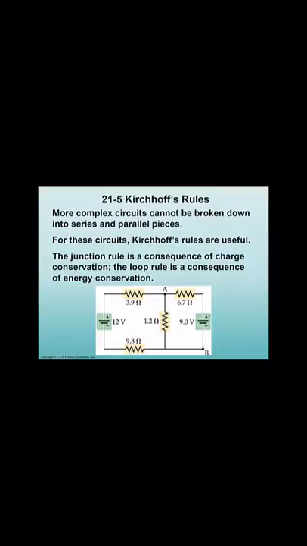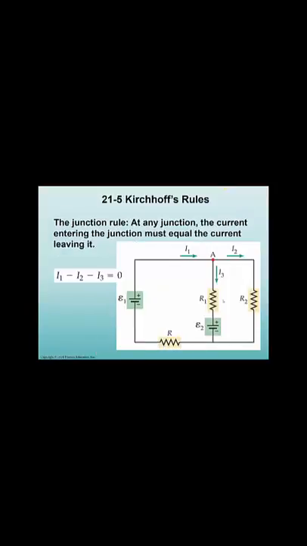So in more complex circuits that have more than one battery, you have to break this down using something called Kirchhoff's rules. The junction rule says that at a junction point in a circuit, the current going into a junction point is equal to the sum of the currents coming out of the junction point. So in this case, I1 is equal to I2 plus I3.